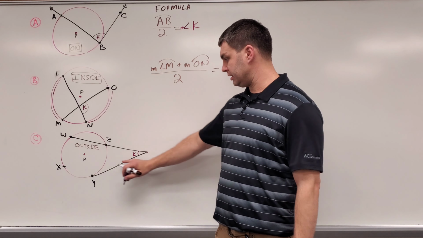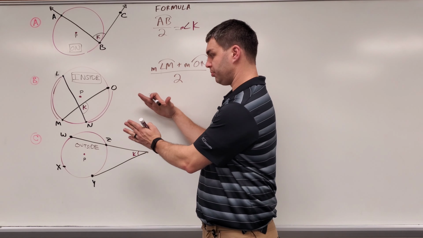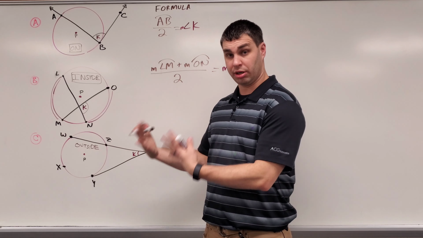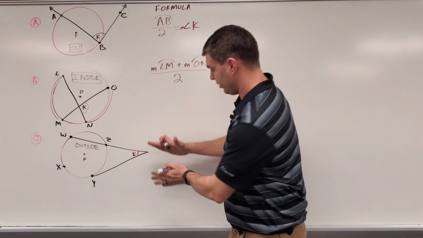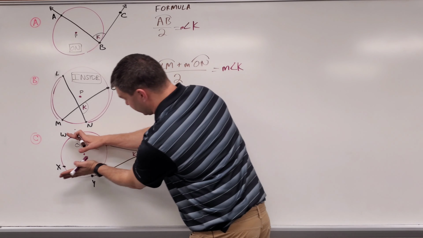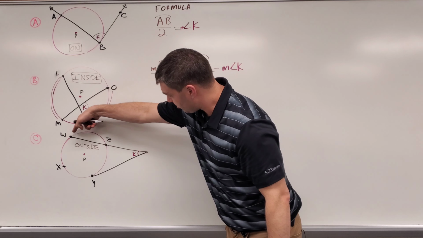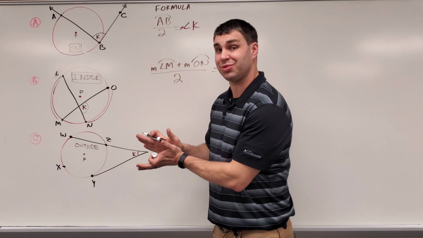All right, the last one is if it's outside the circle. And again, just like the one inside, this has two parts of the arc that are inside that angle. If I look at where this angle is, I have this part that's on the inside, as well as this part of the circle that's on the inside, those two arcs. This part up top is not on the inside of that angle, so we're not going to use it.